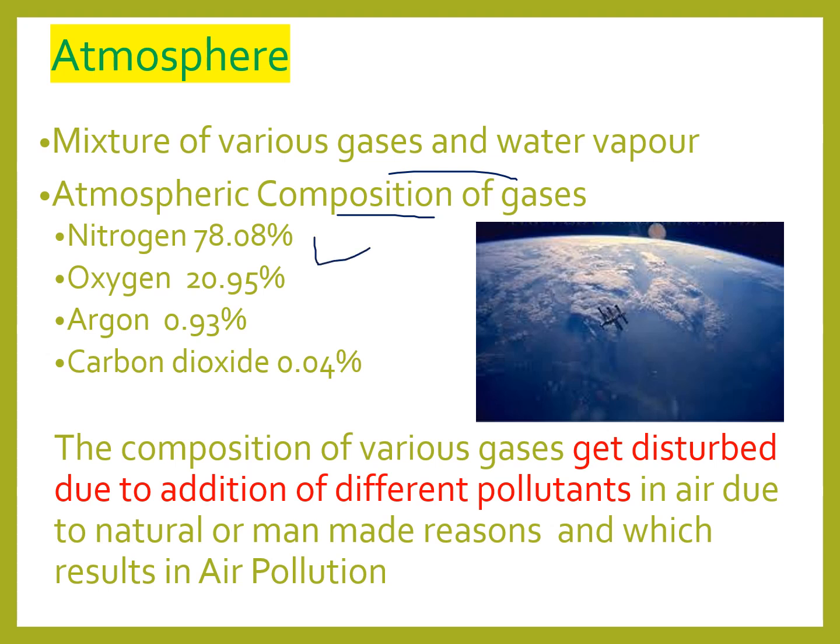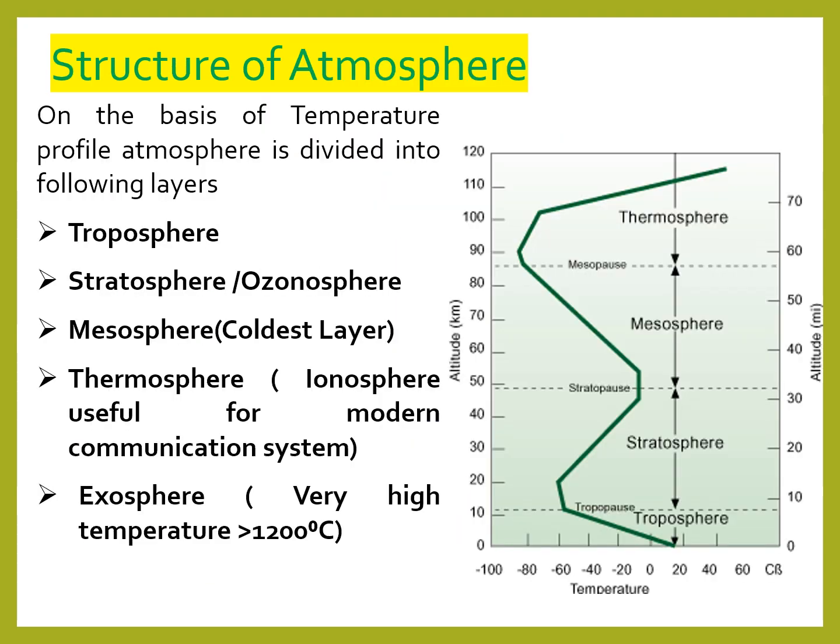If the composition of these various gases is not maintained properly in your environment, and is getting disturbed due to the addition of different pollutants in the air, either due to natural reasons or due to man-made reasons, it is generally responsible for the phenomenon called air pollution. So basically it is the disturbance in the natural composition of all the different gases and water vapor that is generally meant by the term air pollution.